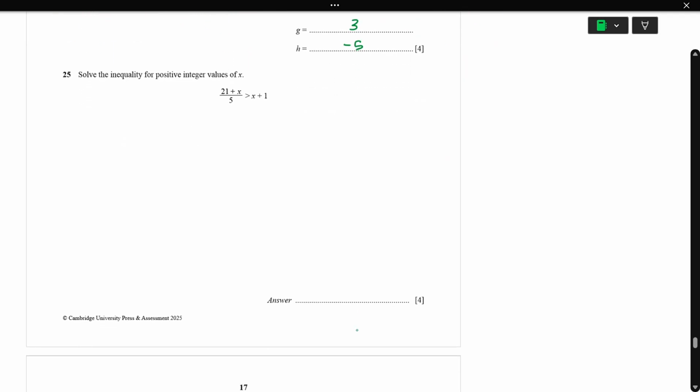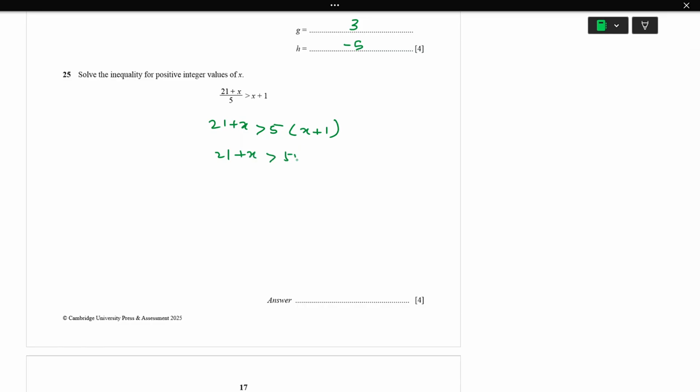Next question 25. Solve the inequality for the positive integer values of x. So 21 plus x greater than 5 into x plus 1. So 21 plus x greater than 5x plus 5. So I'll bring this x to the other side, and 5 I'll bring here: 21 minus 5 greater than 5x minus x. So this is 16 greater than 4x. So I'll bring 4 here, 16 divided by 4 greater than x.